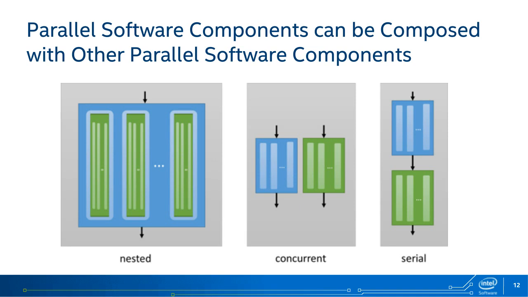And it's important when you're building an application that you can compose these things in an efficient way. And TBB from the very beginning was architected to allow for composable parallelism, knowing that these kinds of combinations of software components would occur. And this is not true of all programming models.